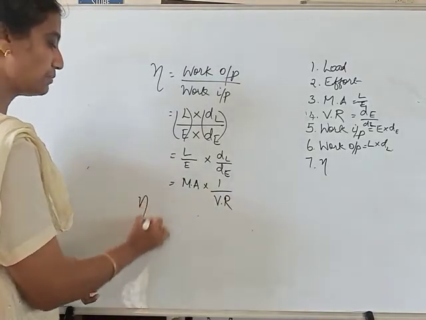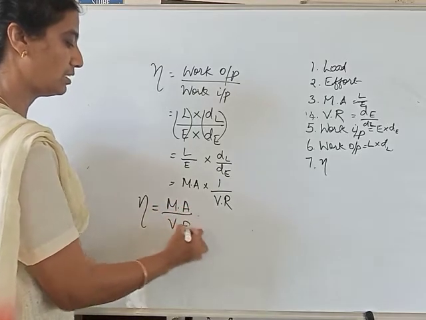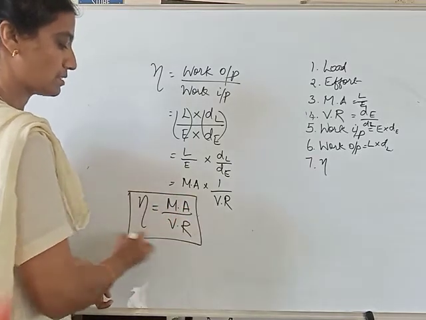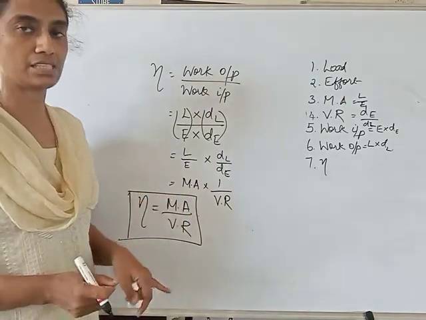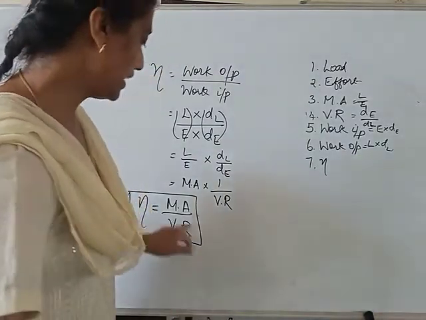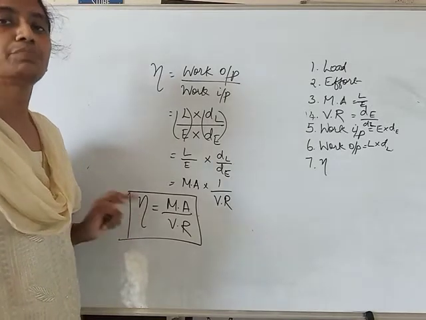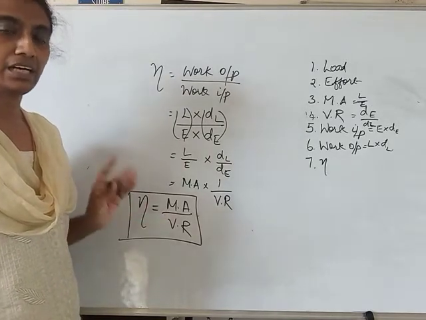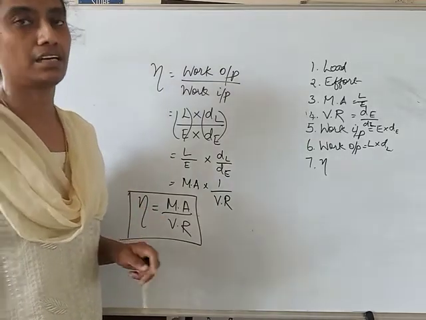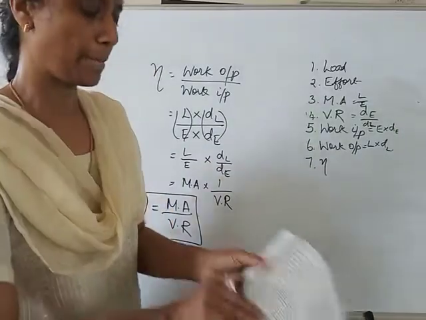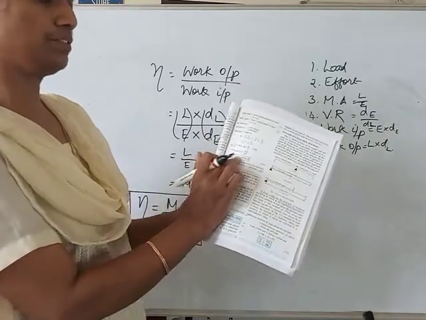So what is the relationship that I am getting? Efficiency is equal to mechanical advantage upon velocity ratio. So this is the relationship between efficiency, mechanical advantage and velocity ratio. If it's an ideal machine, MA will be equal to VR and efficiency will be 100%. But practically, no machine will be ideal. There will always be some loss of energy and so efficiency will be less than 100% in all cases. Is it clear? So this is the final conclusion: MA is equal to VR into efficiency.